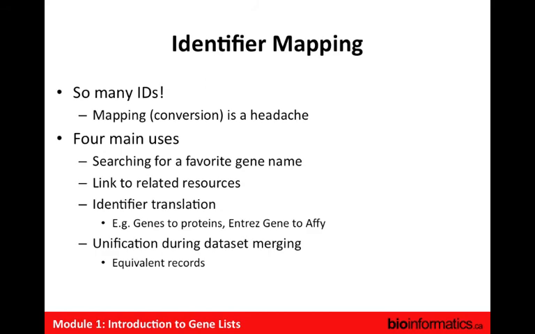Because of these issues, and also because when you go from one database to another, one database might have links that are out of date, it's almost impossible sometimes to get a nice clean conversion. I'll explain a little more about how to do that. But there are basically four main ideas in what you want to do with gene identifiers. One is searching for your favorite gene name. If you type your gene name into a website and press find me all the information about that gene name, and the website doesn't recognize that particular ID that you used, you're out of luck.